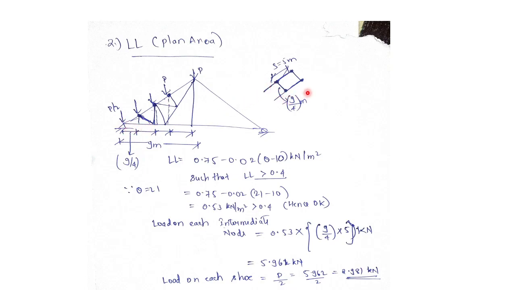So this part becomes 9 by 4, and the perpendicular distance between two nodes is nothing but the spacing. So 5 meter into 9 by 4 meter will be the influence area, the influence area on each node. Here I'm getting live load as 0.53 kilonewton per meter square multiplied by the influence area, 9 by 4 into 5. So here I get 5.62, and similarly the load on each shoe will become half, which is 2.81.